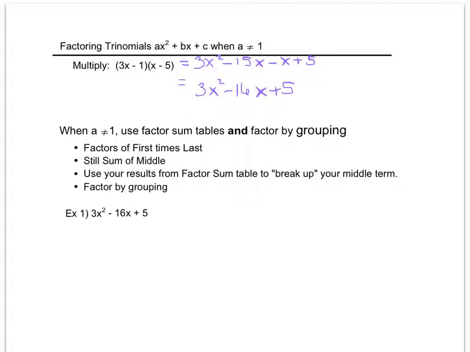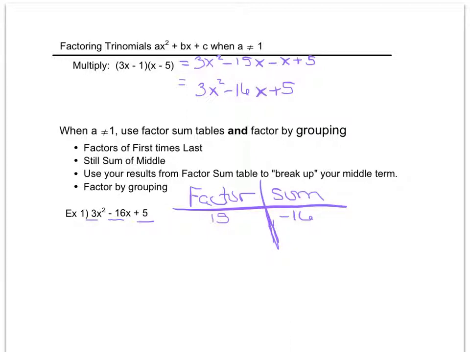I'm still going to do a factor sum table, but now instead of doing factors of just the last, I'm going to do factors of the first times the last. Like before, I'm still going to have a sum of the middle, and my table is going to be solely for doing some trial and error. So let's go ahead and look at this example. First thing I'm going to do is make my factor table. It's going to be the first times the last, and I'm going to do my sum. So I want factors of 15, and I'm going to have a sum of negative 16. So this is my place for trial and error.